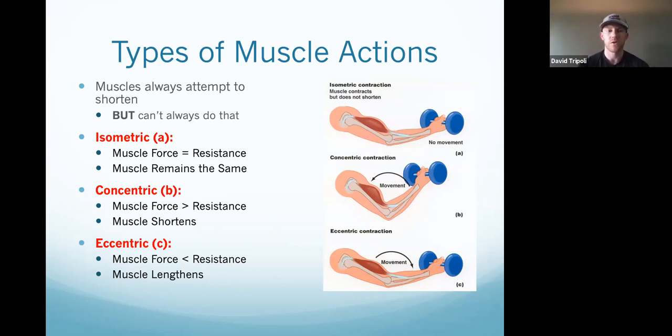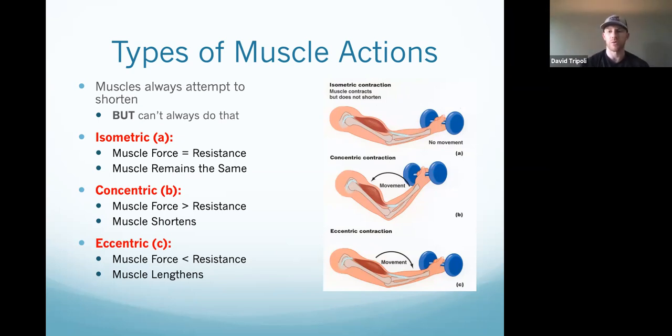Types of muscle actions. So you might have heard these before, you might not have. You can use any of them in training, which is great depending on your clients. Muscles always attempt to shorten, but they can't always do that. I'll use my bicep again as an example. We're used to this movement right here, that shortening of the bicep. We're used to that one, but it doesn't always happen. And we've known that, we just may not know what the name of it was.